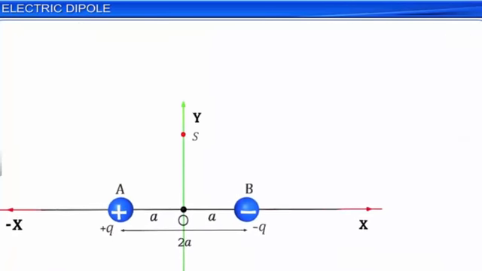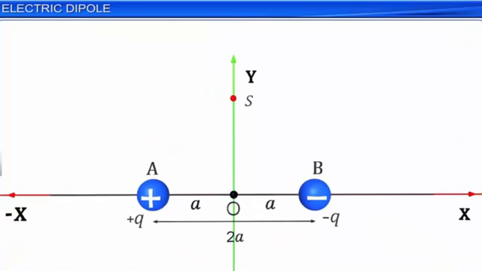From the expression of the dipole moment, we get charge q is equal to P by 2a. Hence, as the length of the dipole 2a tends to 0, the magnitude of the charge q tends to infinity, so that the dipole moment P is equal to 2aq becomes finite.